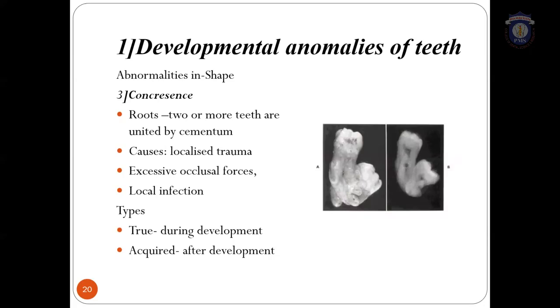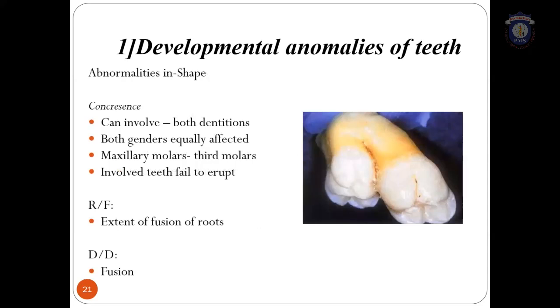They have 2 types, true and acquired. True is which occurs during development. Acquired is which occurs after development. Concrescence can involve both the primary and the permanent dentition. Maxillary molars, especially the third molars, are seen more affected by it. Radiographically, you will see there is an extent of fusion in the root region.